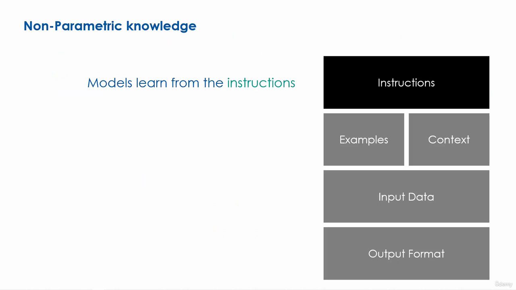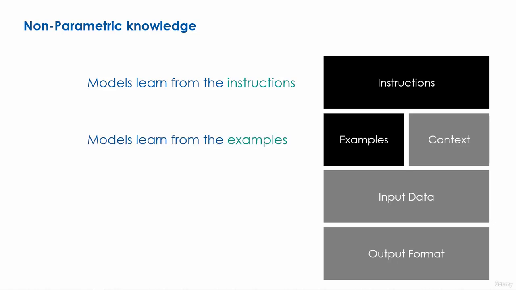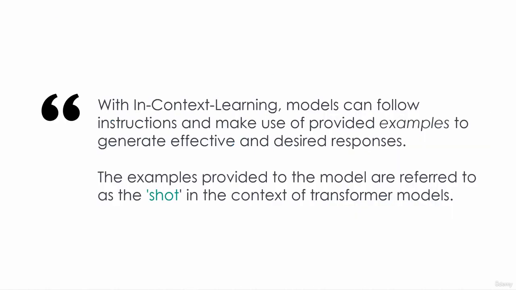In the last few lessons, you have learned how models can acquire temporary or non-parametric knowledge by way of instructions. In this lesson, you will learn how models can also learn from examples and how they can leverage the provided examples to generate desired responses. The examples provided to the model are referred to as the shots in the context of transformer models.